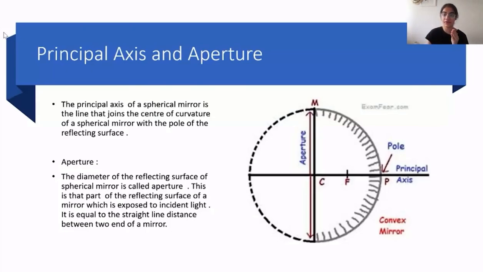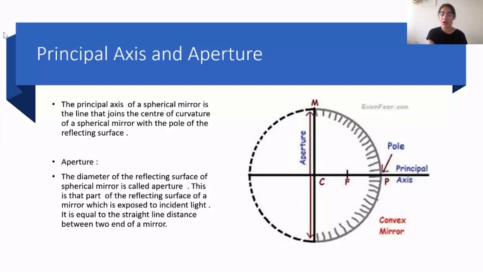Now, the center of curvature is the center of the sphere of which that mirror is a part. The pole is a part of the reflecting surface of the mirror. If you pass a straight line which joins these two points, the center of curvature and the pole of the spherical mirror, then this line will act as the principal axis. This line segment which passes through the center of curvature is termed the principal axis.